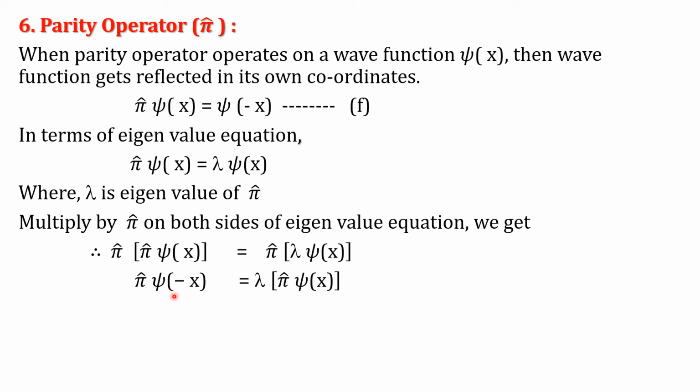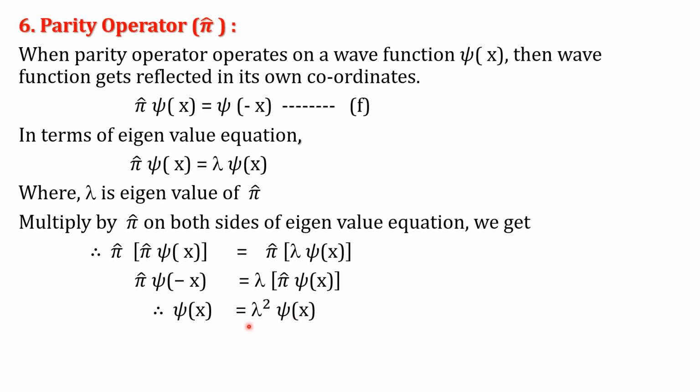Now again simplifying here, ψ(−x) is the function, and that function is used for the operation of the parity operator. Hence the parity operator operates on that function. Again the function reflects in its own coordinate, meaning according to the definition of the parity operator, this term becomes equal to ψ(x). And what is the other side? Here Π ψ(x), using the eigenvalue equation, is λ ψ(x). Already outside the bracket there is λ. This is λ times λ ψ(x), λ square ψ(x).